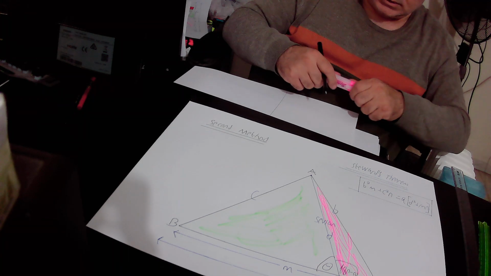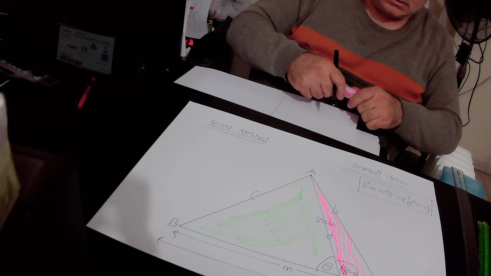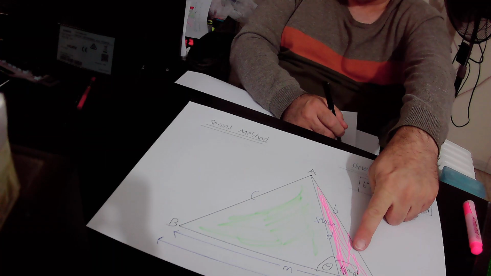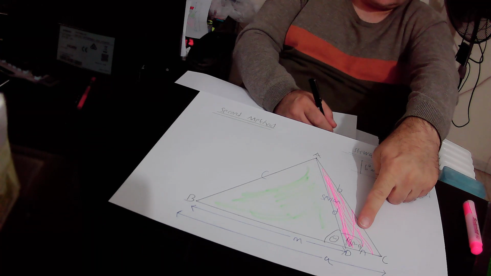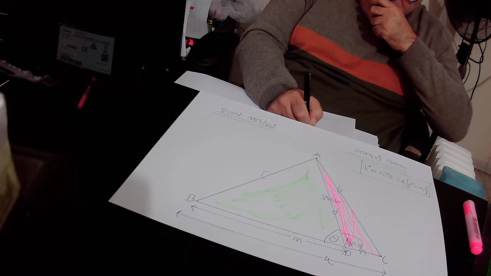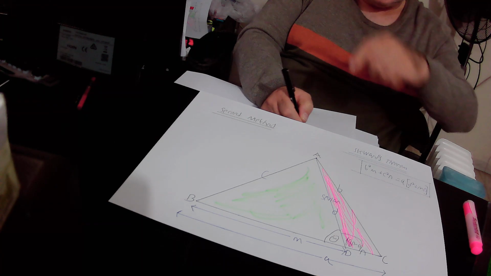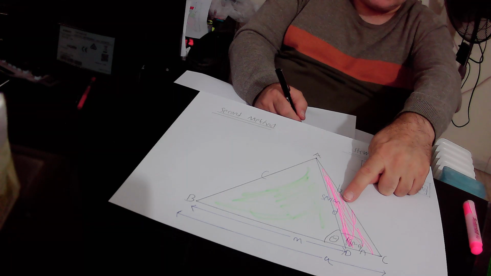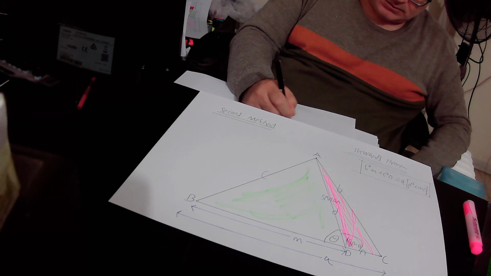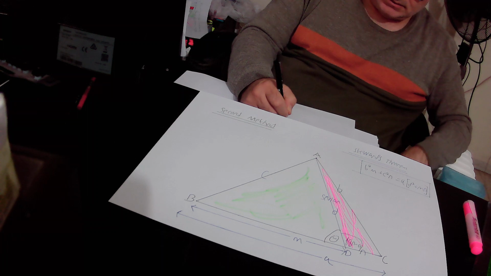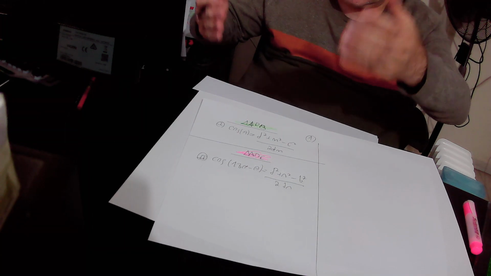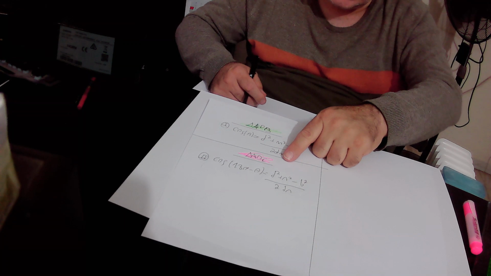According to the law of cosines in the pink triangle ADC, cosine 180 degrees minus theta equals D square plus N square minus B square over 2 times D times N. This equation number 2 is the implementation of the law of cosines in the pink triangle ADC.